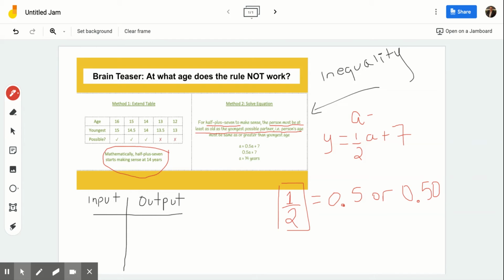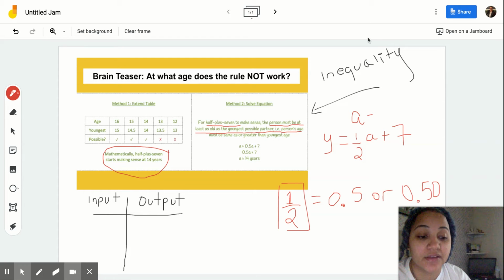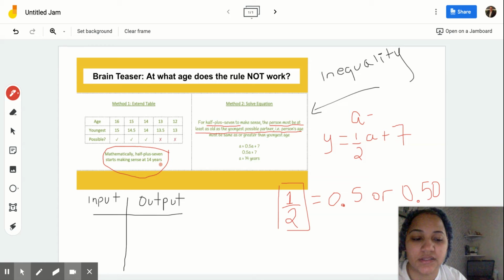Just to go back to what we're talking about here: we have to determine how old the youngest person can be for us to figure out if the half plus 7 rule works. So when does the rule really start to make sense is what we're trying to see. Apparently the rule starts to make sense when someone is 14 years old, and let's figure out why.